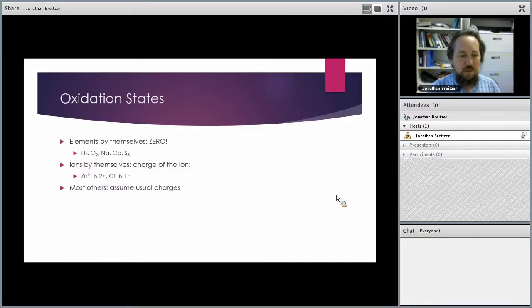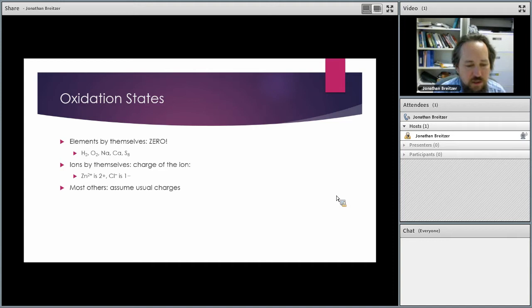First, some simple rules. Elements by themselves, remember, are zero. So these are things that exist in the elemental form. Hydrogen in the form of H2 by itself, oxygen in the form of O2 by itself, those are zero. Otherwise, hydrogen is 1 plus and oxygen is 2 minus. Those are the usual charges. Sodium, when it's by itself, which you rarely see, is zero. But if it's in any compound, it would be 1 plus, and so on.